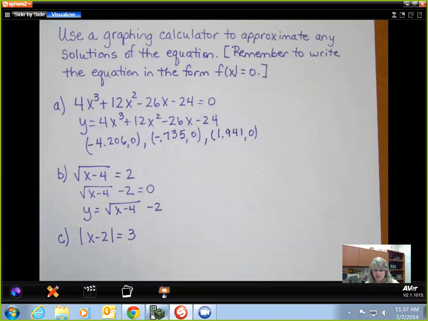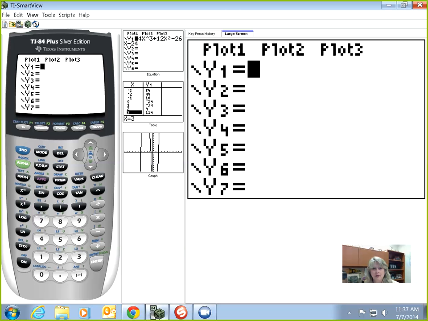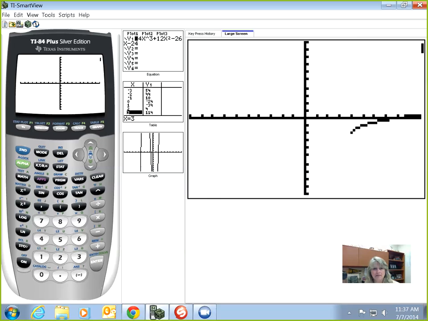Now this is the main part I wanted to show you on this problem, is actually just putting it into your calculator. So if we want to type in the square root of x minus 4, we press second, square root, x minus 4. But you have to close those parentheses because this is everything that's underneath the radical, x minus 4. Then we say minus 2. Okay, then we're going to graph that.